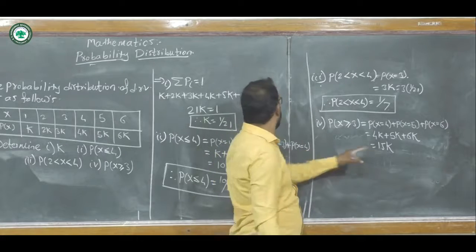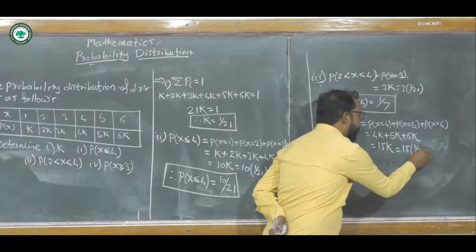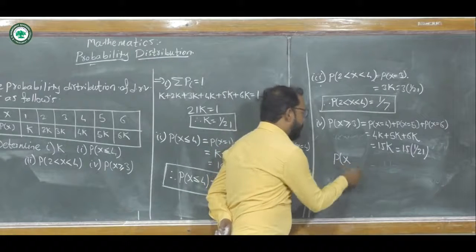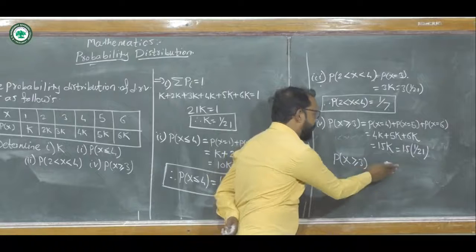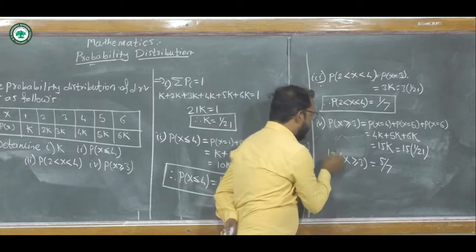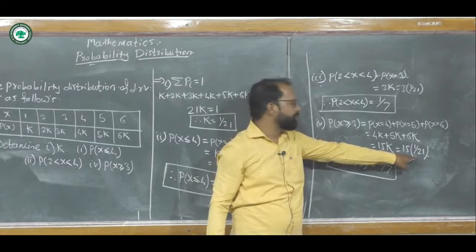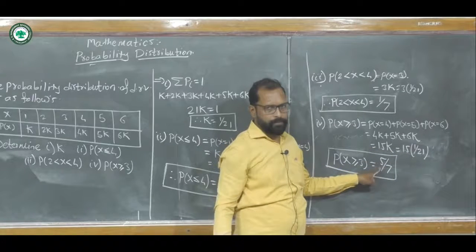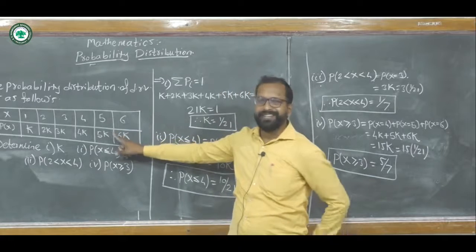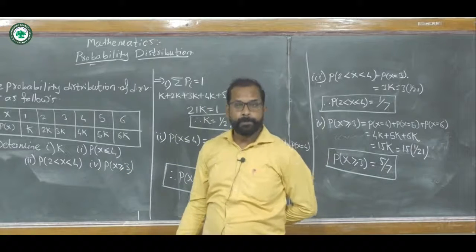Now again replace the value of k, that is 1 upon 21. So it gives 15 into 1 upon 21. And so after simplifying, the probability that x is greater than or equals to 3 is 15 upon 21. If we divide it by 3, it gives 5 upon 7. So in this way, we can find the value of the unknown k and different probabilities when we have given the probability distribution.